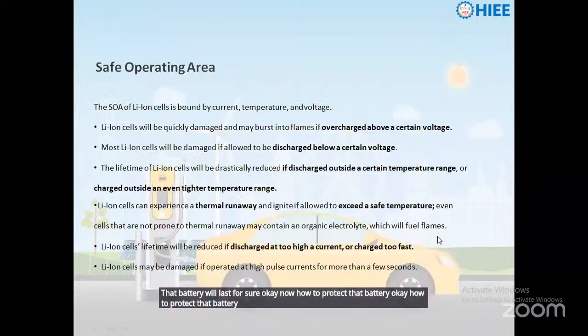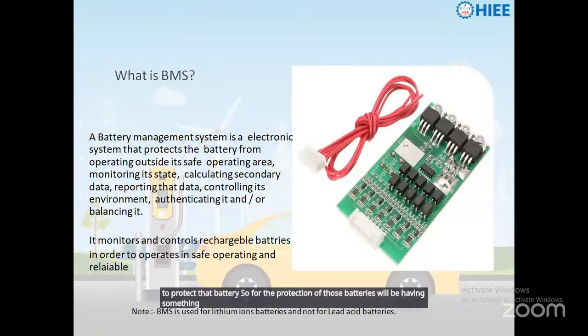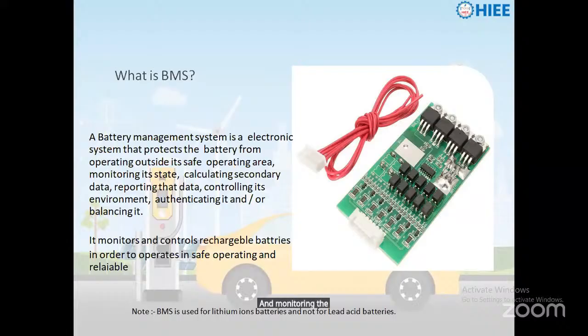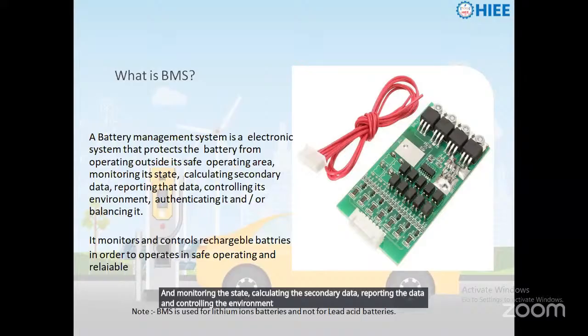For the protection of those batteries, we have something called our battery management system. A battery management system is generally an electronic system that protects the battery from operating outside the safe operating area, monitors the state, calculates secondary data, reports the data, and controls the environment of the battery. It is the electronic chip which you will be seeing.